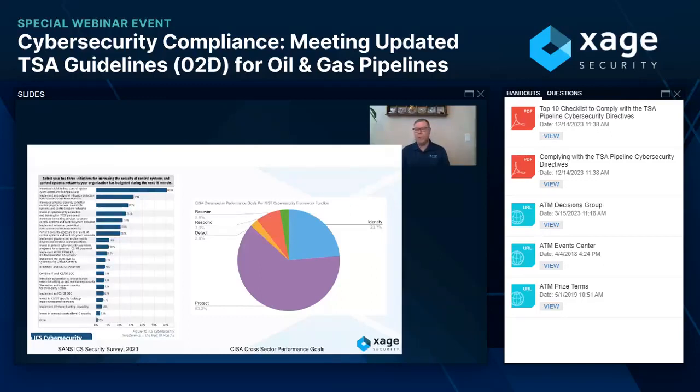And this is strange because the whole time that I was on the other side of the fence as a practitioner, everybody was talking about detect, detect, and identify. So we know that the goal is protection, but what are people actually spending their money on, and what have they done in the last 18 months? Well, that top one in the top left is increased visibility into control system cyber assets and configurations. That sounds more like detection and identification.